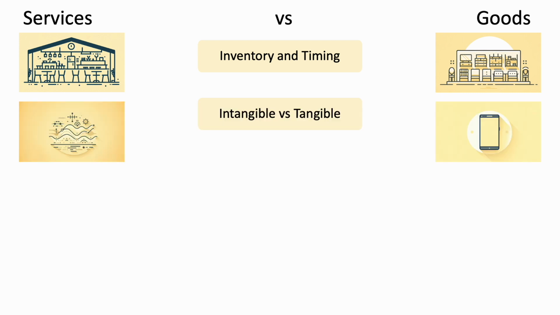2. Tangible versus intangible. Consider a smartphone, manufactured product, and mobile data service, a service. You can touch and feel the smartphone, but you can't physically touch the data service. You experience it through your phone, but it's not something you can hold.